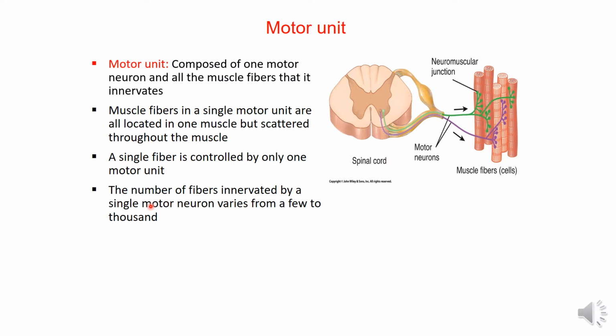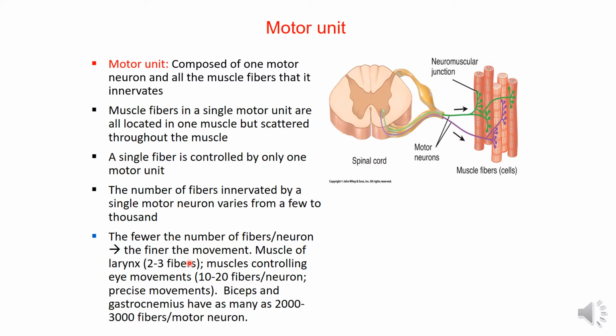This means that we have different types of muscles inside our body. Muscles that produce skilled movement, like the muscles of the larynx, muscles that produce movement of the eyeball, and muscles that control the skilled movement of writing or typing. In this situation, the motor unit is going to supply a limited number of muscle fibers. In the larynx, the motor unit supplies 2 to 3 fibers.